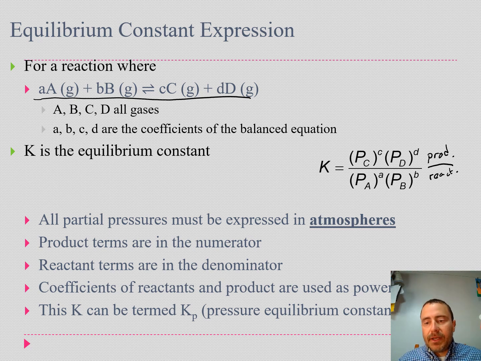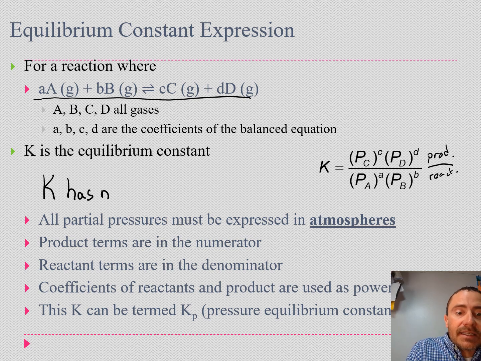Depending on your books, some of them are okay with you using millimeters of mercury and stuff like that. Those are wrong, because we have to use atmospheres, because we can normalize atmospheres. And when we normalize the atmospheres, we're going to find that our K has no units.